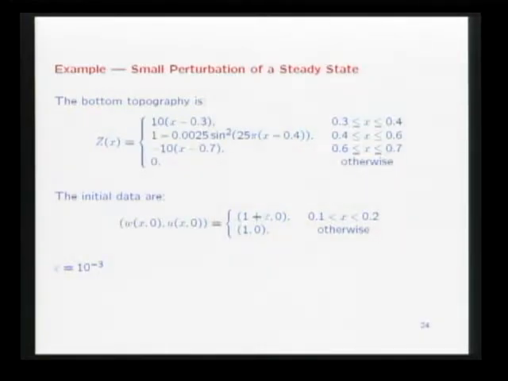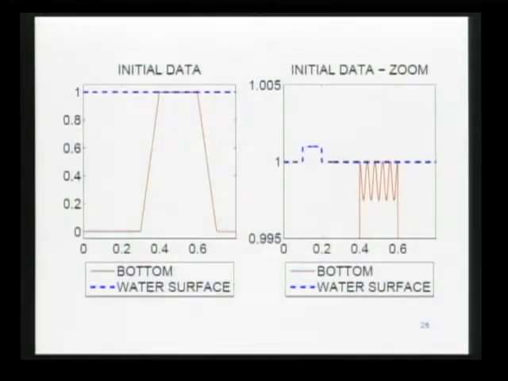So let me show you some examples of how the Central-Upwind scheme works. So this is a small perturbation of a steady state. Let me show it here. So this is the initial data. That's the bottom topography. It goes all the way up to the top, and they have some oscillation.